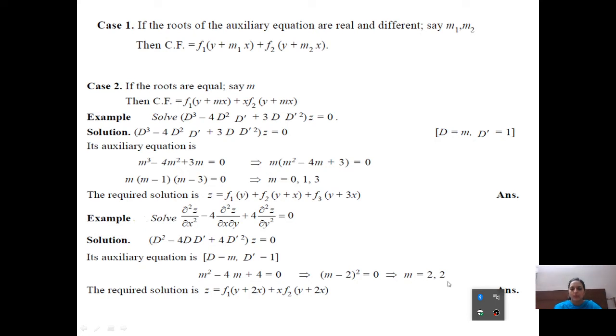When you obtain the roots, see, for example, these two equal roots are obtained over here. So the second rule will be followed over here. Case 2: f1(y plus mx), meaning y plus 2x because value of m is 2 over here, plus, because we have obtained repeated roots, we have to place x over here, then f2(y plus again mx), that is 2x. So this is the solution for this equation.